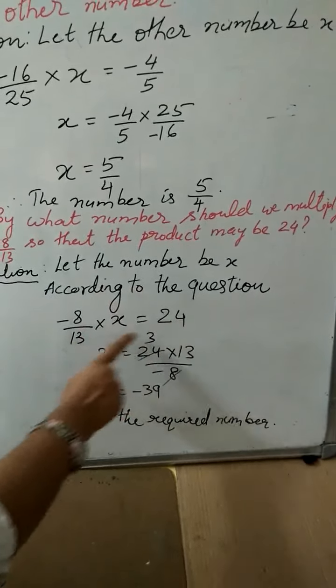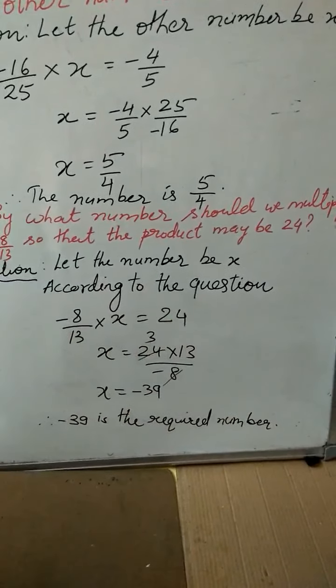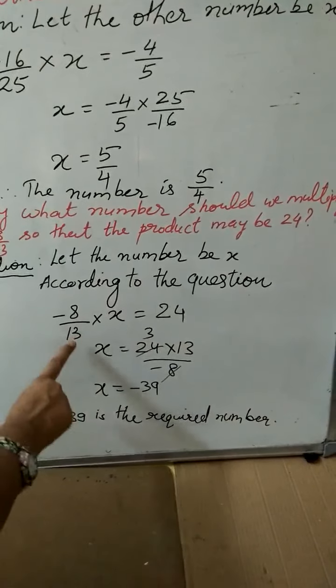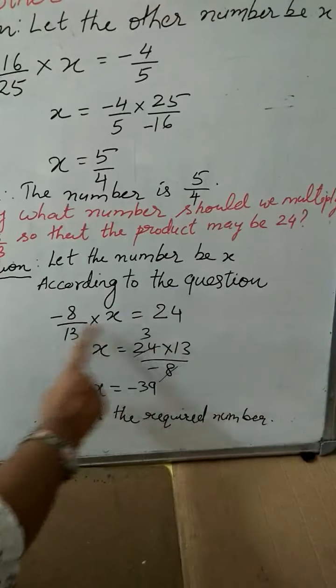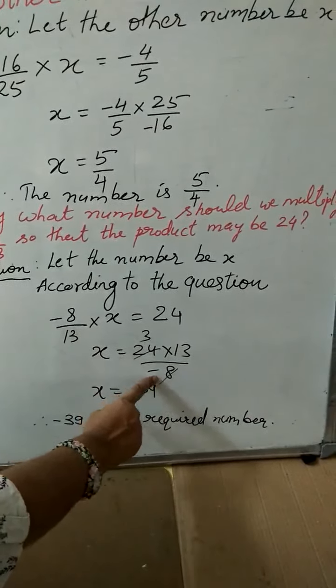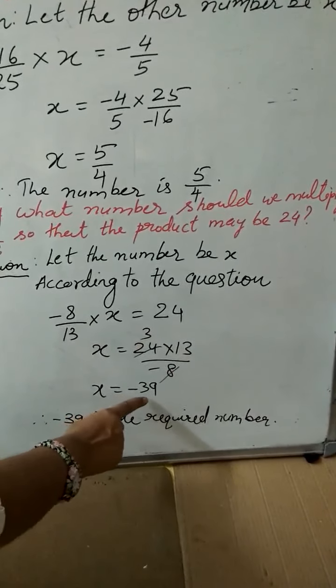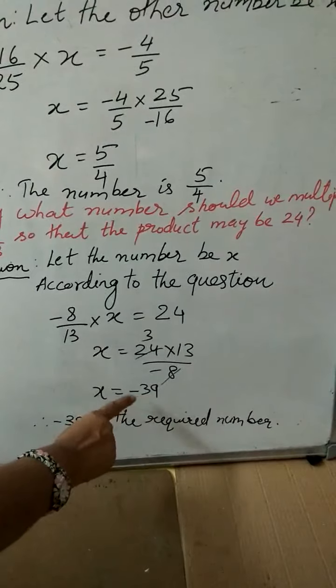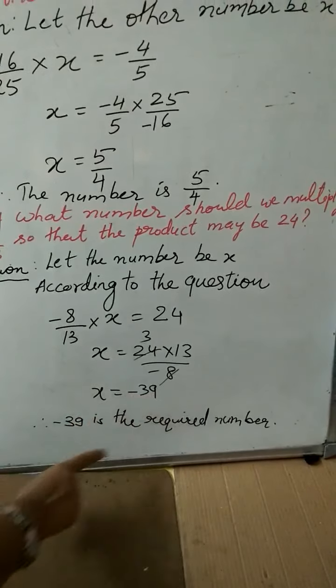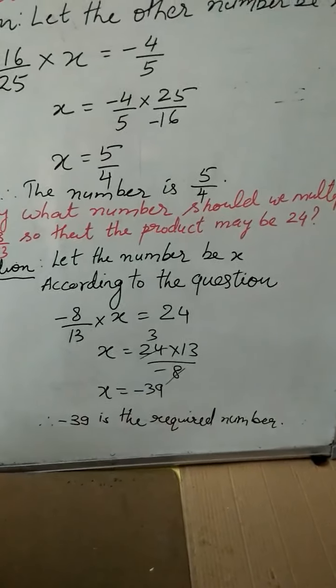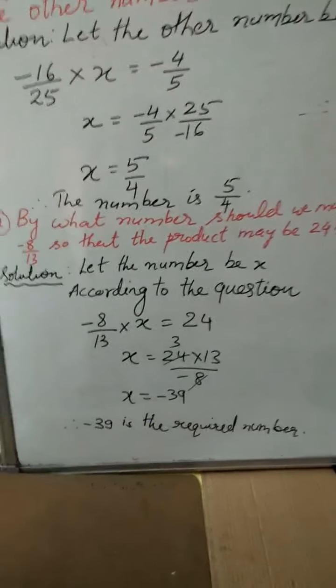Now this is the mathematical statement developed. Now you have to solve this. So 13 will go in the numerator and minus 8 in the denominator. And after cancellation, you will get the answer minus 39. So minus 39 is the required number.